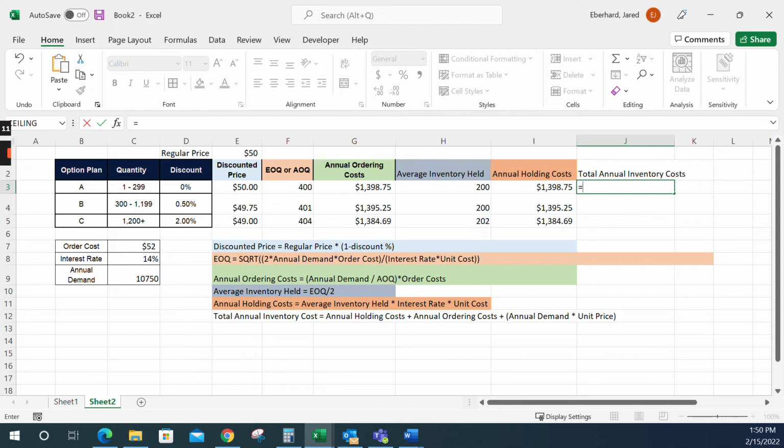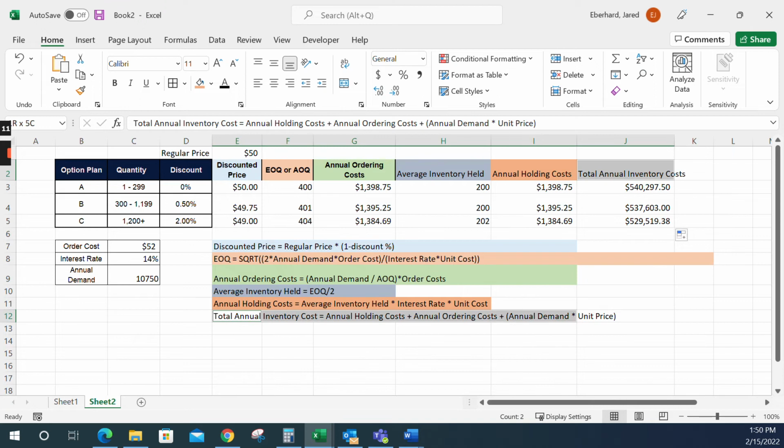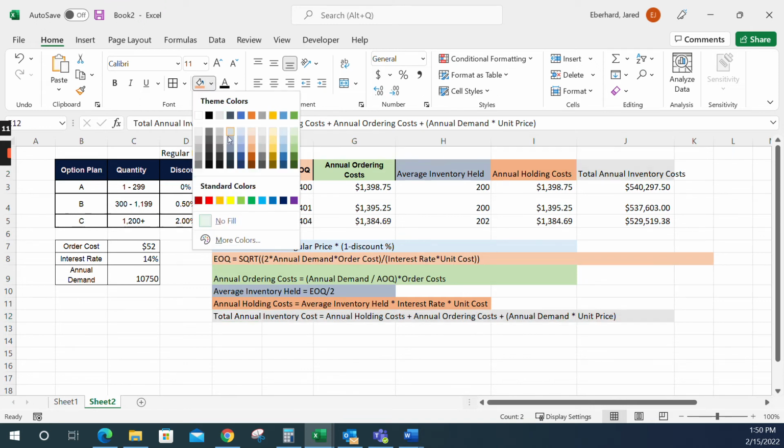I'm going to take my annual holding plus my annual ordering plus, in parentheses, my annual demand times my unit price. Since we were doing all this color-coded, let's keep doing that. Make this, let's do another green. No, yellow. There we go.